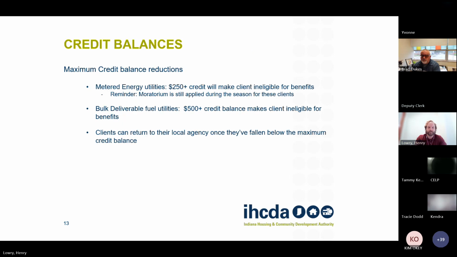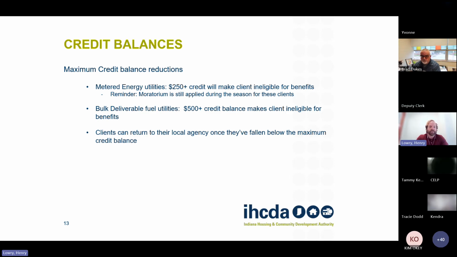Okay. So credit balance. This was a change that we made last year. We made a reduction in the maximum credit balance for clients that is allowed. So for metered energy utilities, that's basically everybody here, any client with a $250 or more credit will make the client ineligible for benefits. That does not make them ineligible for the program. That just makes them ineligible to receive a monetary benefit.